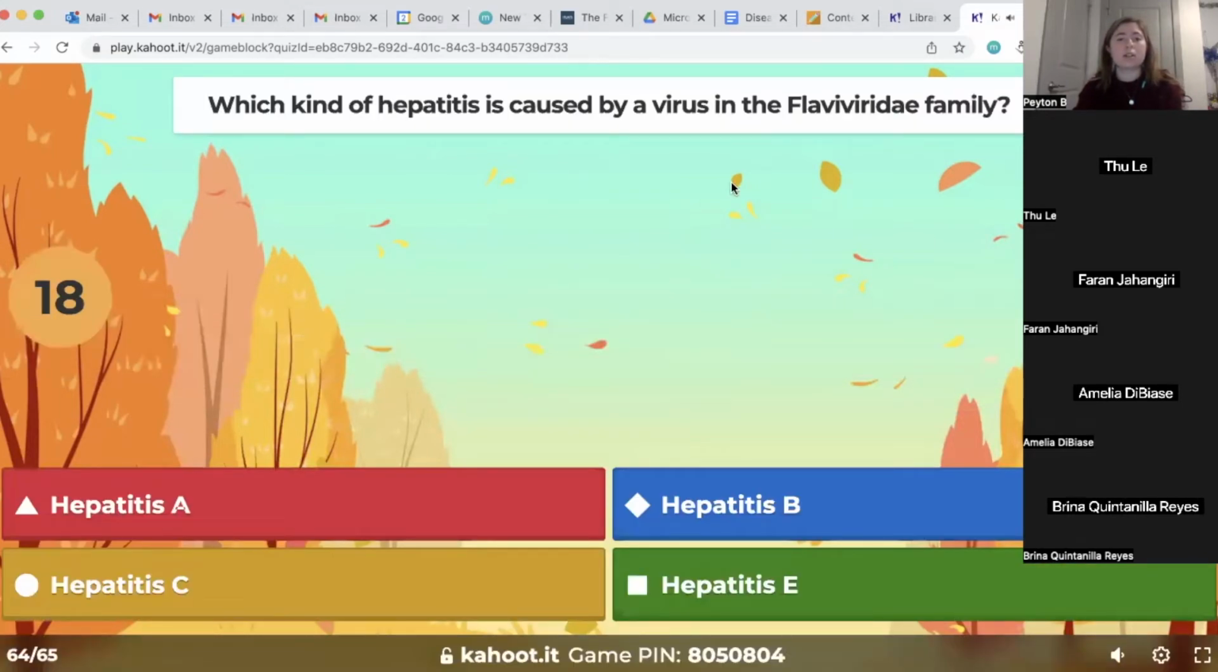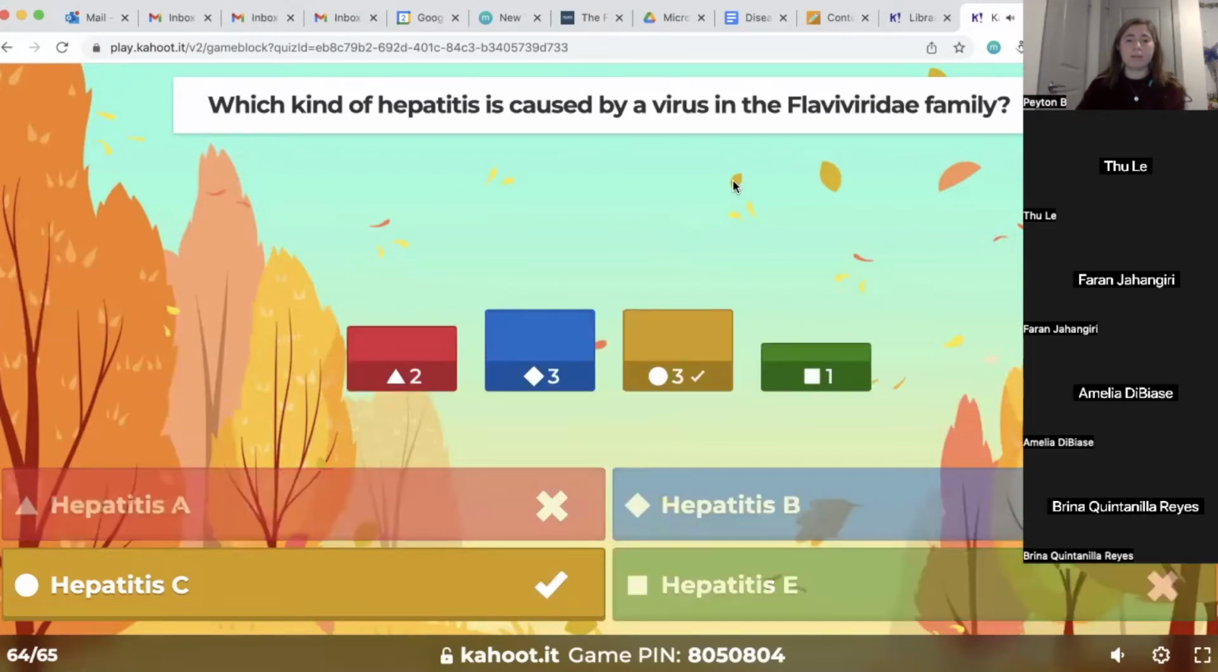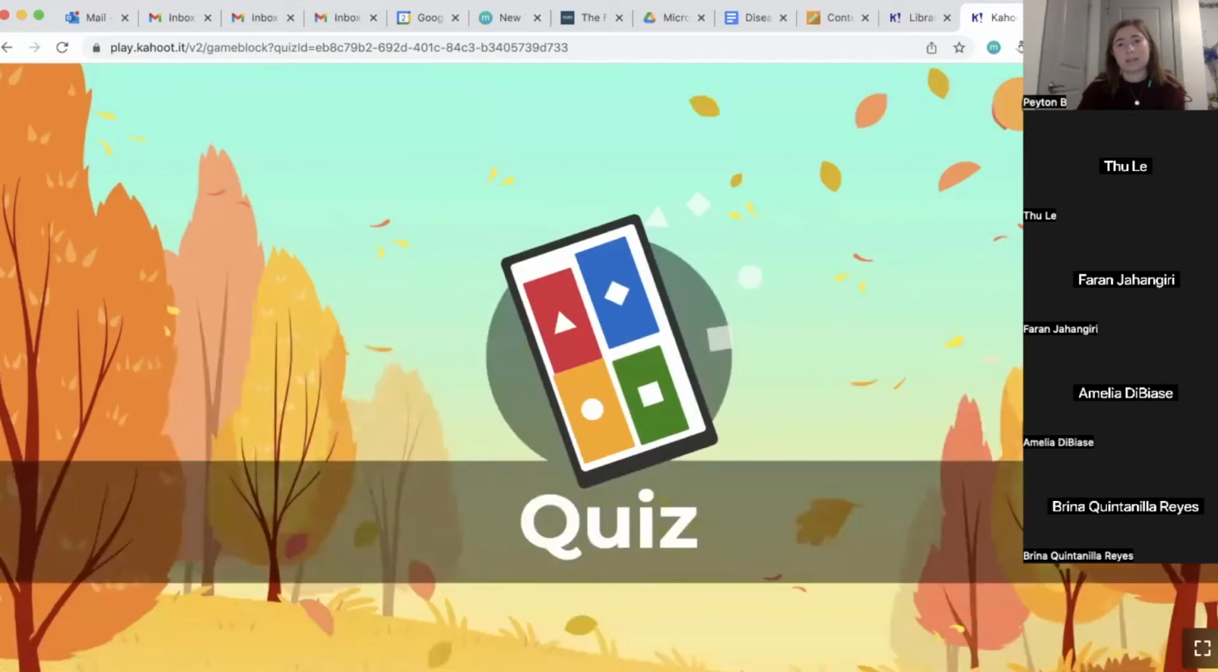What kind of hepatitis is caused by a virus in the Flaviviridae family? So lots of different kinds of hepatitis, all caused by different viruses, because hepatitis just means inflammation of the liver. So it is hepatitis C that is caused by a virus in the Flaviviridae family. And does anyone know which kind of hepatitis we do have vaccines for? There are several different kinds. Chat, you are correct. We have vaccines for hepatitis A and hepatitis B. We do not have one for hepatitis C or D or E.